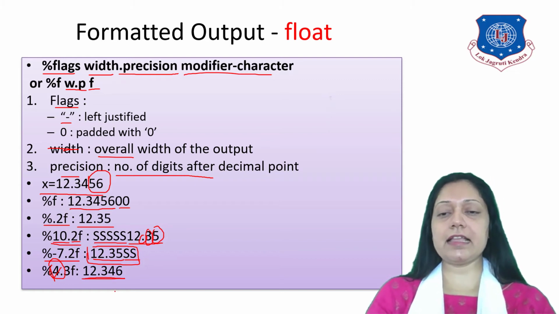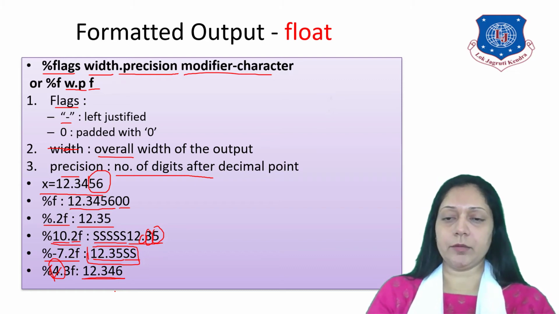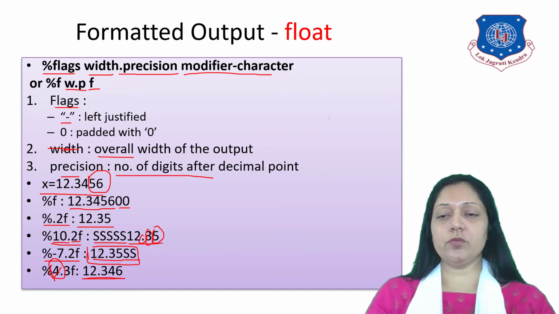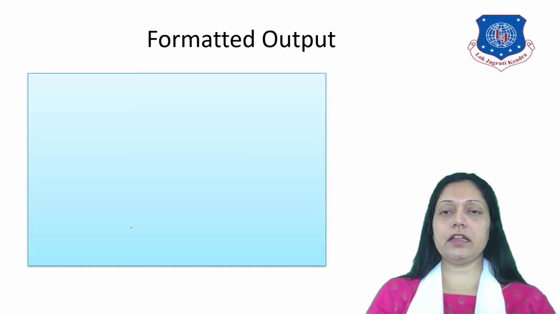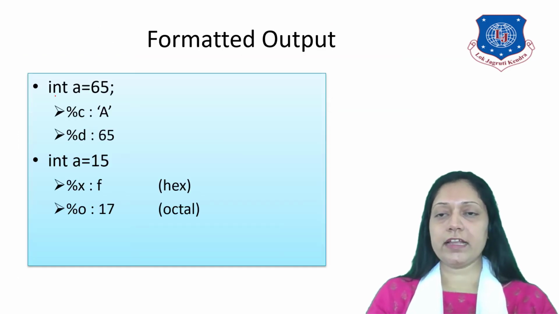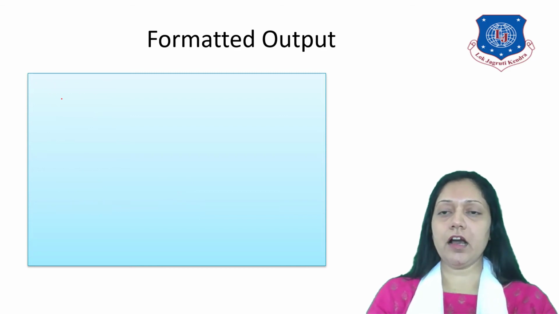So if the width is less than the number that has to be printed, it would be ignored by the compiler. If the width is more, then extra spaces would be added. The spaces would be either on the left or on the right hand side depending upon the flag. So this was about float. Okay, and let's see a few more examples related to displaying the output.